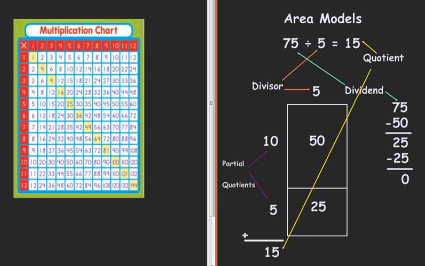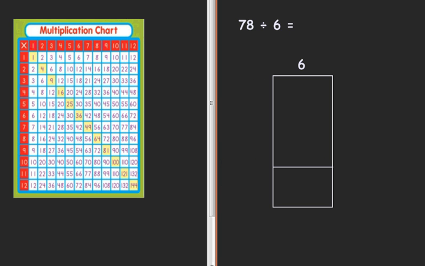So let's go ahead and look at a problem together. On the next problem we'll look at together, I want you to solve it with me. So let's go look at that together. In this problem, we have 78 divided by 6, and so we're looking for the quotient here. 78 is my dividend, 6 is my divisor, and I'm looking for that quotient. So 6, the divisor, goes on top in this method.